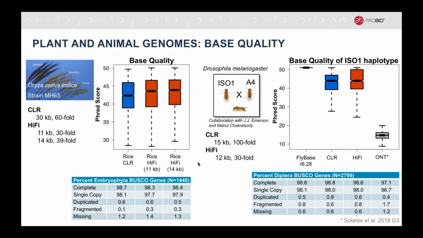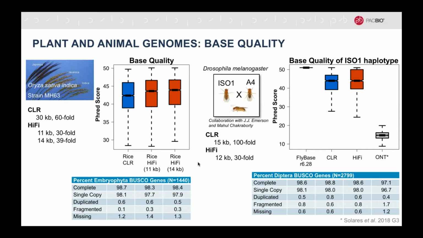The median base QV is about the same for CLR and for HiFi, although there are more windows with high base QV in the HiFi assembly compared to CLR. For the sake of comparison, I've also included the FlyBase reference aligned against itself on the left, which shows very few errors. And on the right is an Oxford Nanopore assembly of ISO1, which is lower quality.